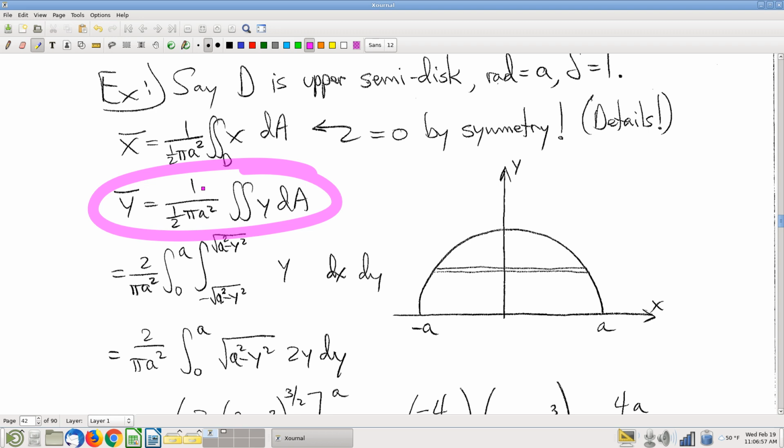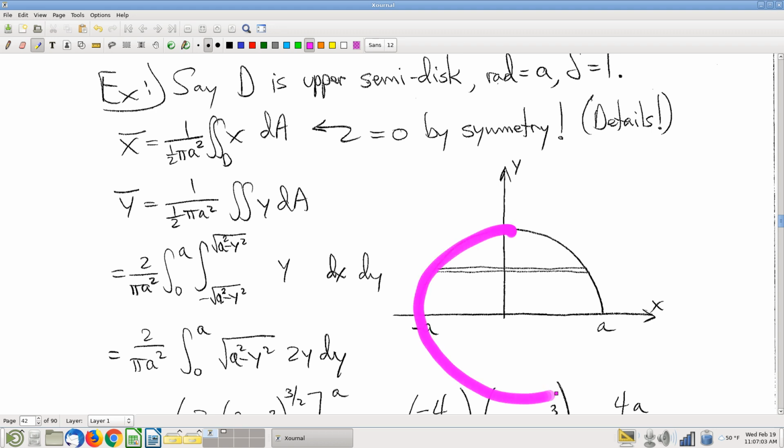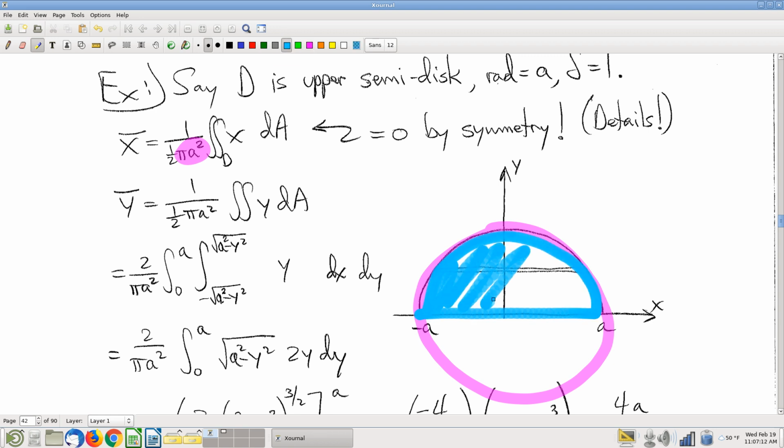Oh, yeah, question. I'm a little unsure how you got the denominator value for X. Oh, yeah, so this area here is pi a squared, right? And so the area that I'm actually interested in here, I'm just interested in the semi-disk. So that's going to be 1/2 of that. Yeah, that's right.